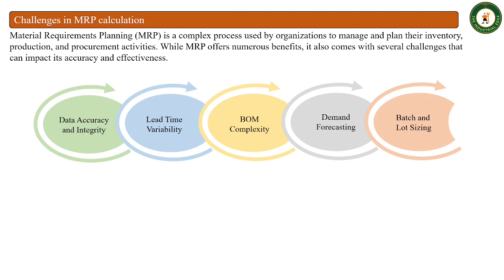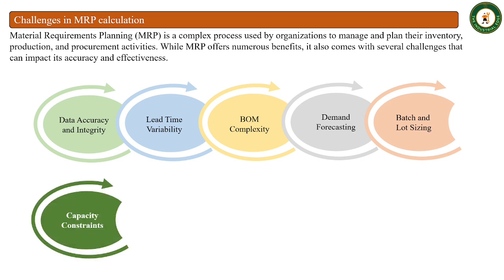Fifth, batch and lot sizing. Determining the optimal batch or lot sizes for production and procurement is a delicate balancing act. MRP needs to consider factors like production cost, storage constraint, and demand variability. Choosing inappropriate batch size can result in excess inventory, increased carrying cost, and inefficient resource utilization.